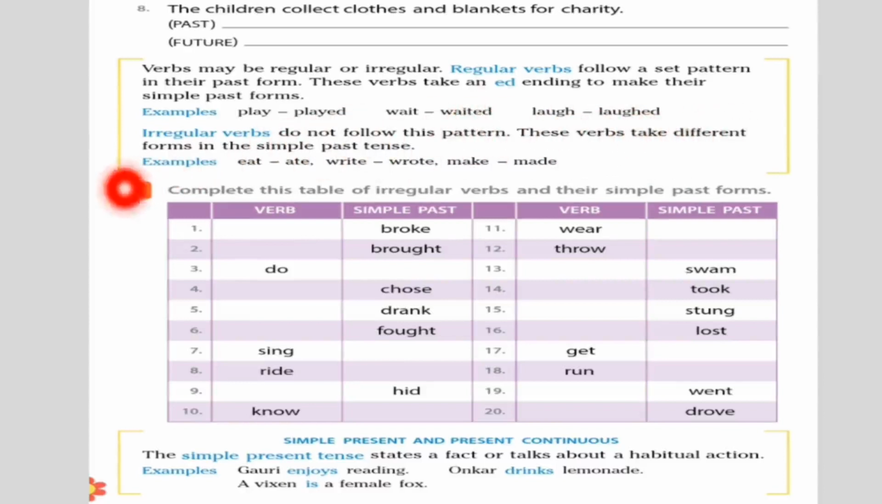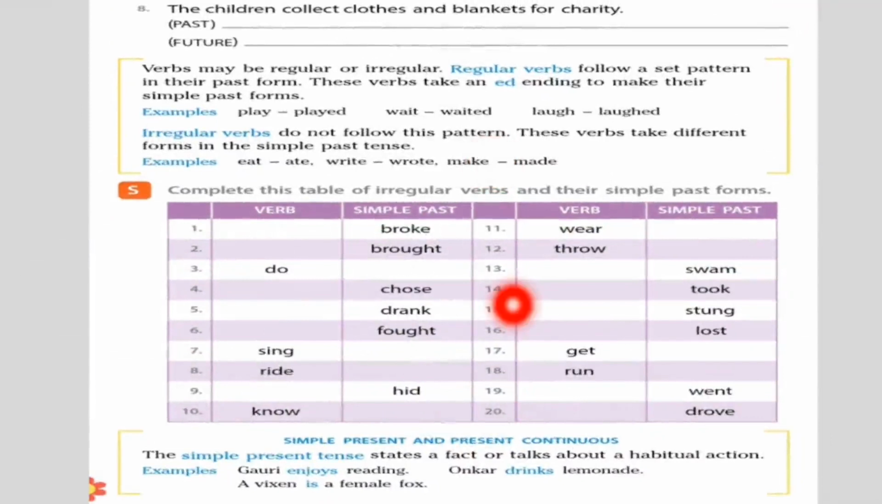Do you think that whenever we add ed at the end of a word, it will make the word into a past form? No, it is different. The irregular verbs do not follow that pattern. Therefore, we won't be able to add ed at the end and make it past tense. So these verbs take different forms in the simple past tense.